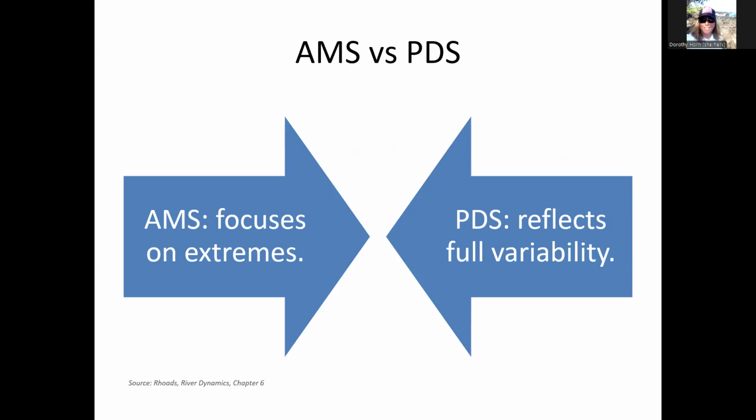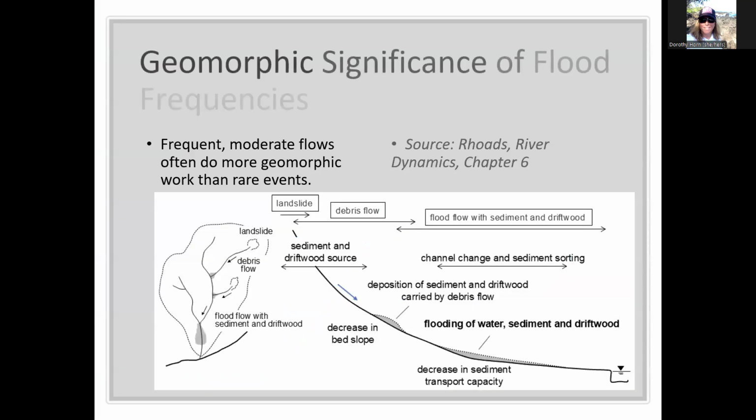So AMS really focuses on the extremes, okay, and the PDS reflects on full variability. So when we have more frequent moderate flows, you can really see that that's what changes the sediment more than like the big huge floods. All right. So yes, when you have a ton of water coming down, you'll see like big cuts in the riverside and whatnot, but maybe some landslides or something. But when we have the more often rain, that's when you see the really big changes in that river.